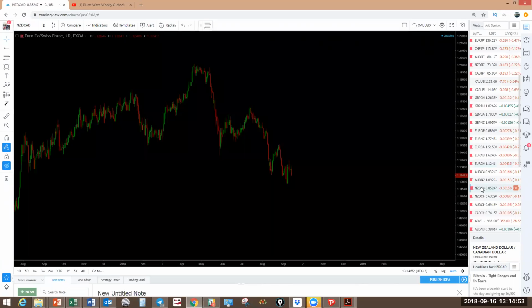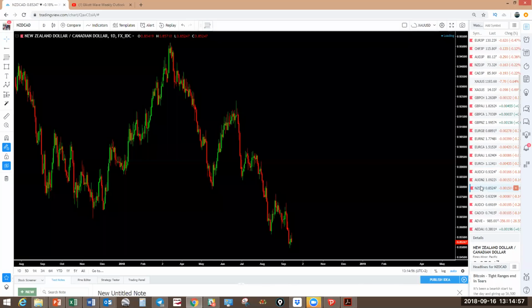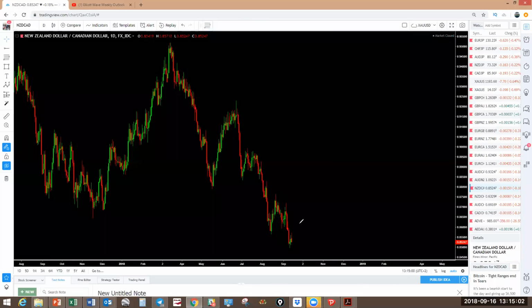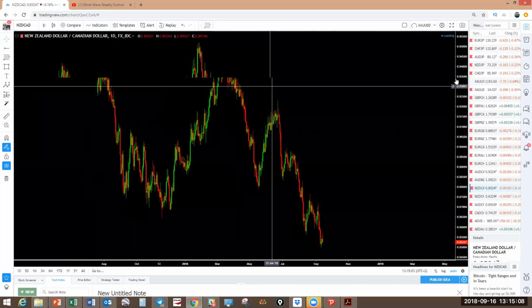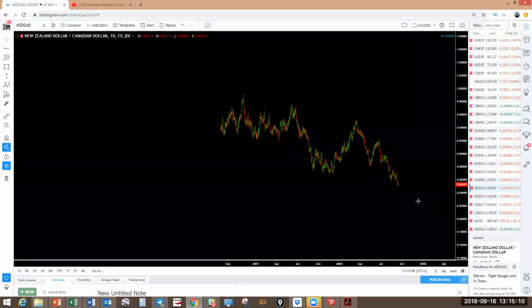Look at the CAD pairs. So New Zealand CAD, we've been looking for this to come down. There's a specific reason why we're looking for this one to come down. It's because of this clear wave count that we have on this pair.